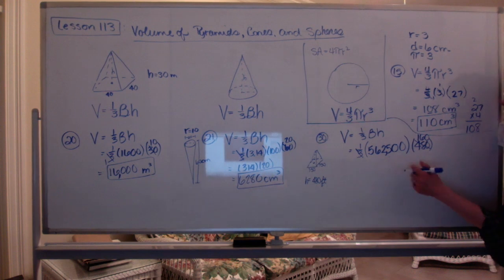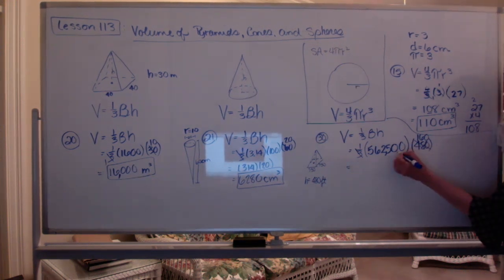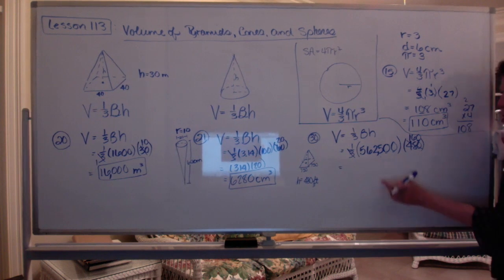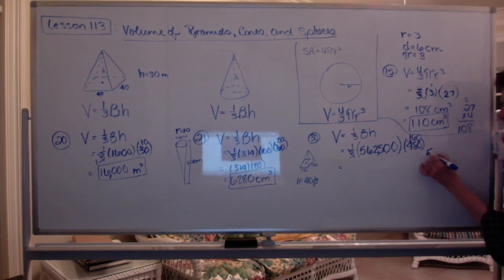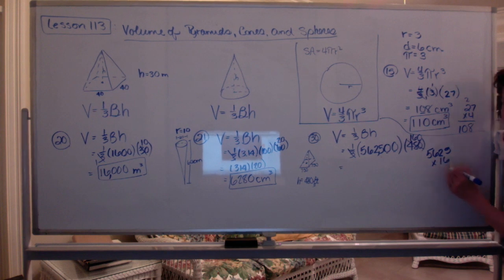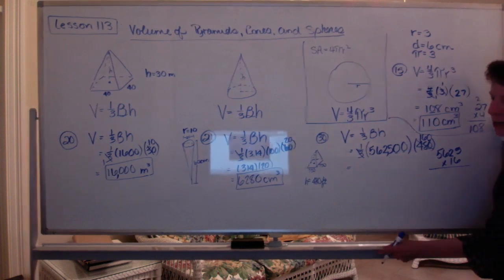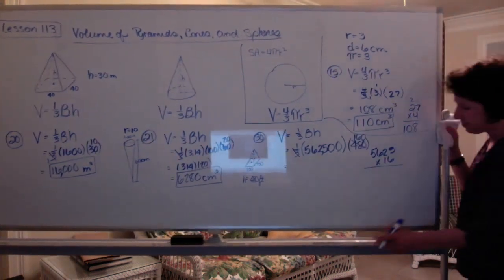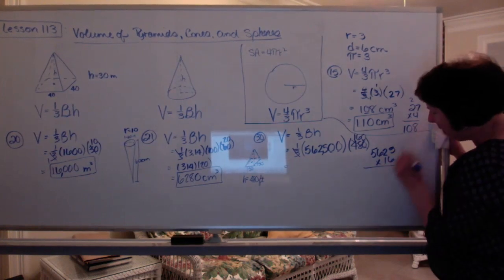All right, now let's be smart here. We've got 3 zeros here. Boom, boom, boom. I'm going to leave those off for a minute. Let's go ahead and just multiply 5625 times 16. Okay? So why don't you do that with me? 5625 times 16. I'm moving it over now.